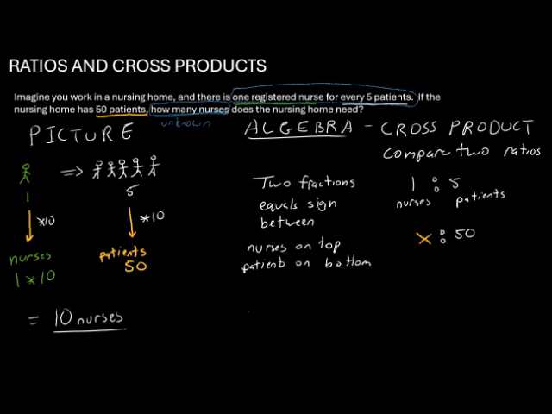Let's try this now. We'll draw 2 division bars with an equal sign between. The 1:5 ratio we'll write as our first fraction. Nurses on the top, that's 1. Patients on the bottom, that's 5. Then for our other ratio, we'll have X to 50. X being the nurses, that will go on the top, and then we'll place 50 on the bottom. So now we have an equation that has 2 fractions. I'll show you how to operate this cross product on the next page.